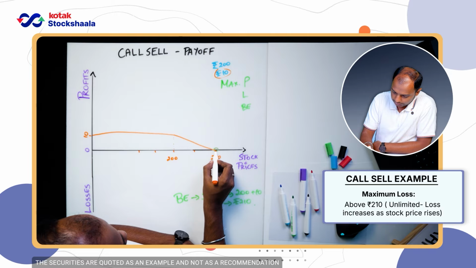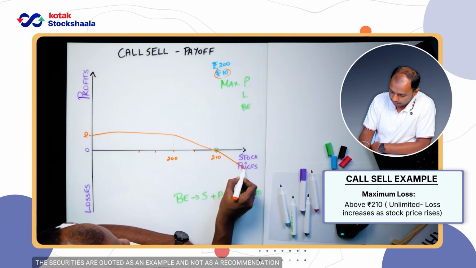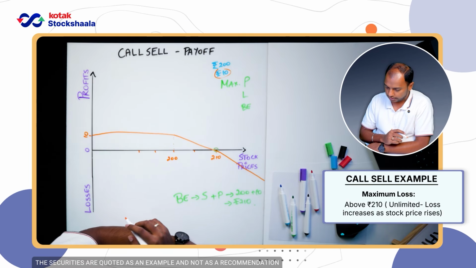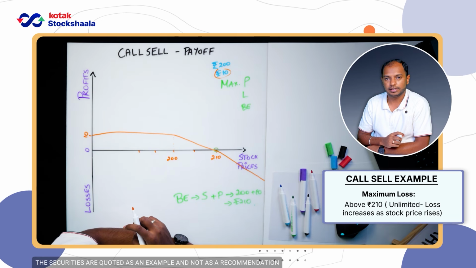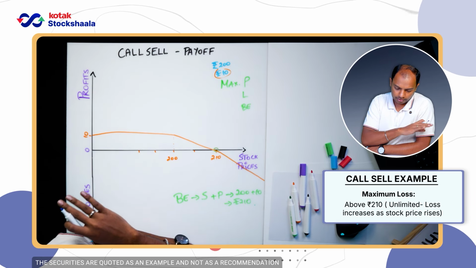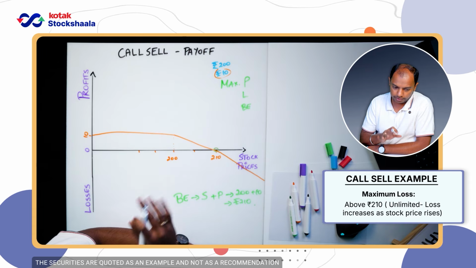So let's start marking that as well. Once it crosses break even, the loss also starts increasing as the stock price increases. So now we have the complete option payoff diagram for call selling.